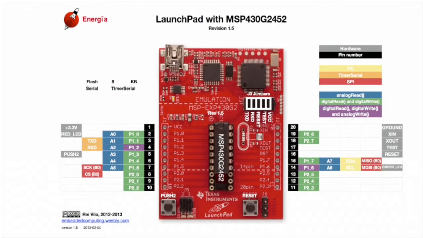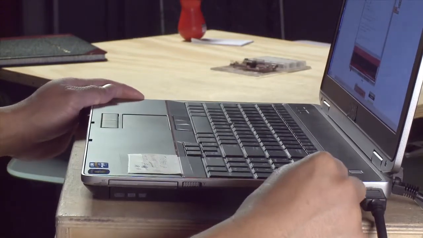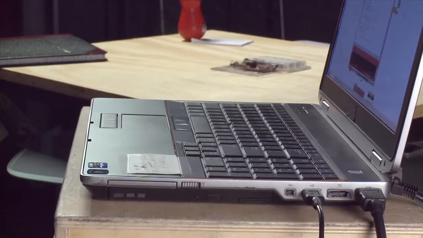Based on the Energia pin mapping guide, we can see that all 7 pins capable of using the AnalogWrite function are populated with the series combination of a resistor and LED. Once you have completely set up the hardware, plug the launchpad into your computer over USB. Next, let's open up Energia.